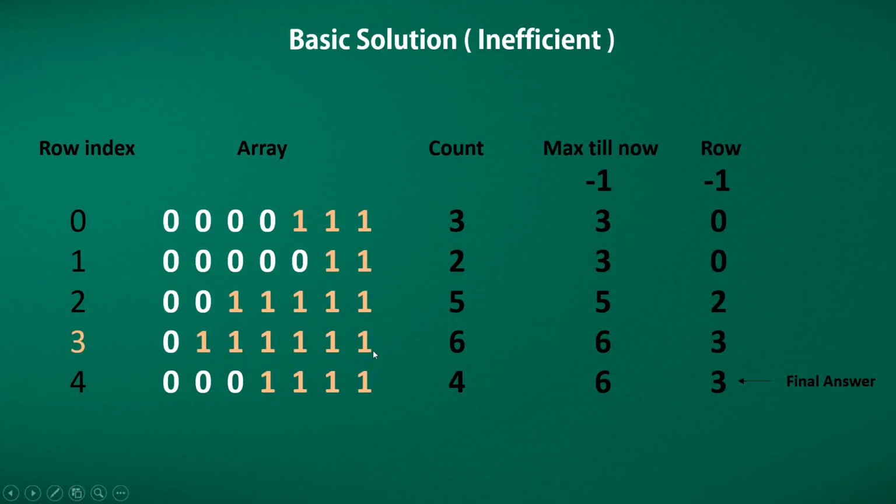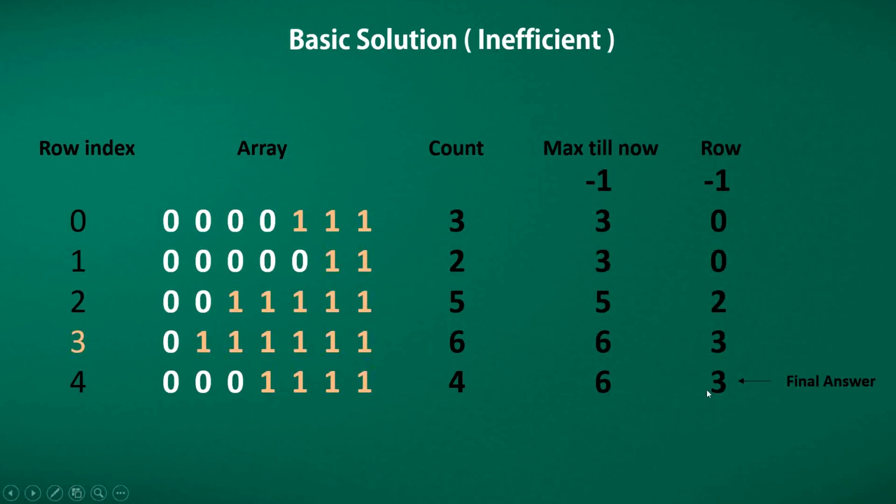If we go to the next row, the count becomes 6 because there are 6 ones. 6 is greater than 5, therefore max till now will become 6 and row will become 3 because now the third row has the maximum number of ones, and that maximum is 6. In the next row, which is the final row, the count is 4 and 4 is less than 6, so we will not update max till now and row.